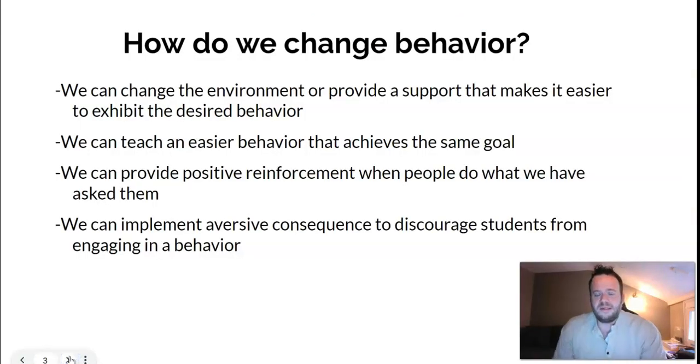So just some general guidance, a couple of ways in which we can do this. So we can change the environment. Think about, what supports might make it easier for my students to do what I'm asking them to do. We can teach them easier behaviors that help them achieve the same goal. If they're getting peer attention in an inappropriate way, is there an appropriate way that we can teach them to get that same outcome? We can provide positive reinforcement when students do what we've asked them to do, and then we can implement aversive consequences to discourage students from engaging in a behavior.